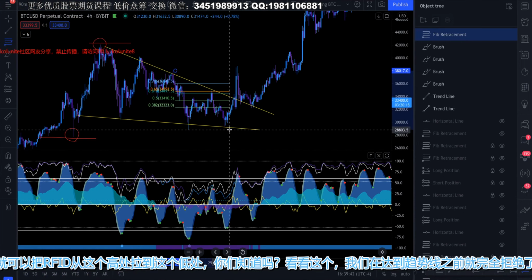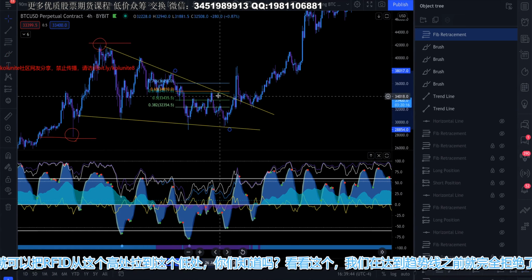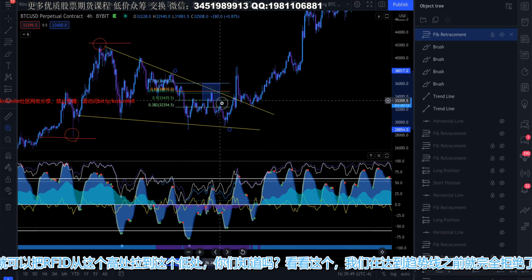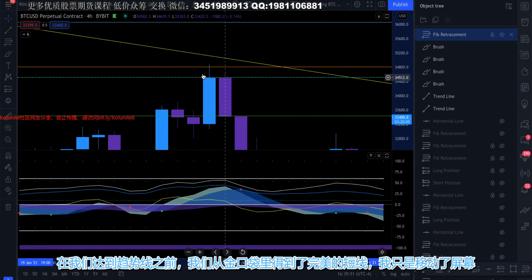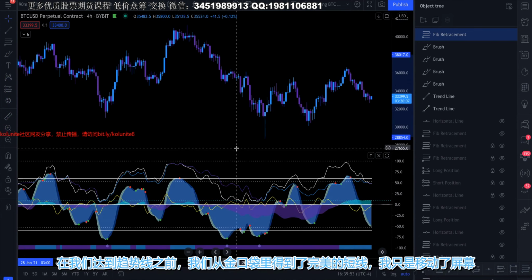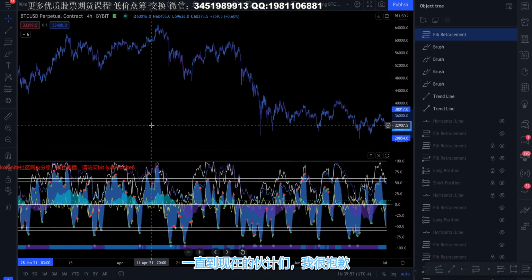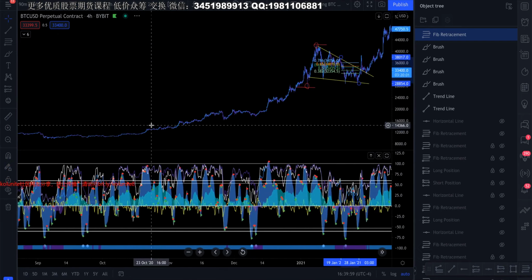And what do you guys know? Look at this. We reject perfectly off our golden pocket before we even hit that trend line. Before we even hit the trend line, we get the perfect short off the golden pocket. And I just moved the screen all the way to the present, guys. I'm so sorry.